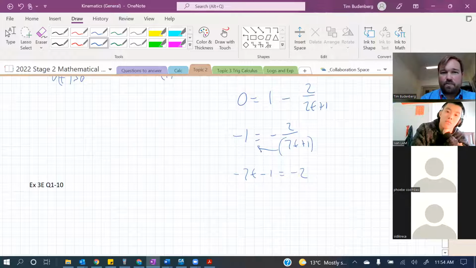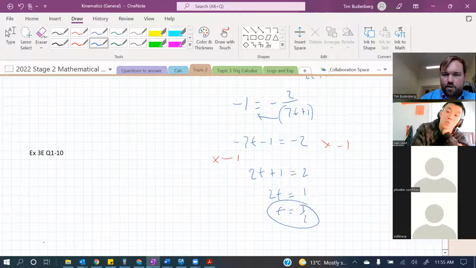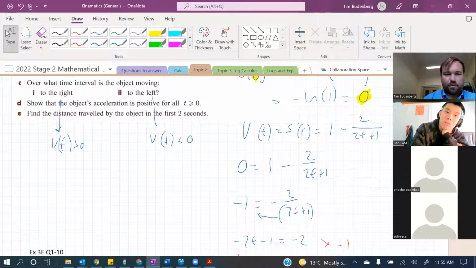There are negatives everywhere. If there are negatives everywhere, you can just multiply by minus 1 and get rid of them all. So therefore, 2t plus 1 equals 2. 2t equals 1, so t equals a half. So there's only really one point where this is equal to 0, and that's t equals a half.